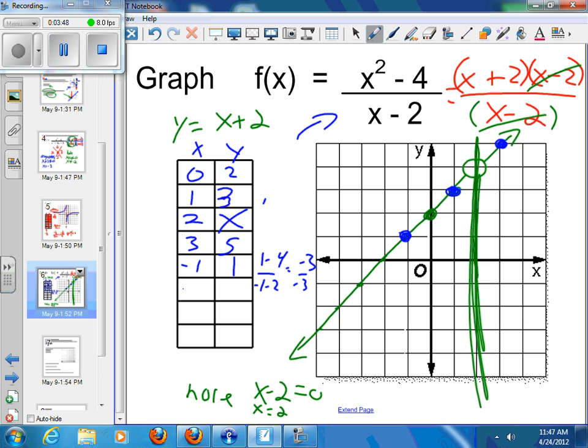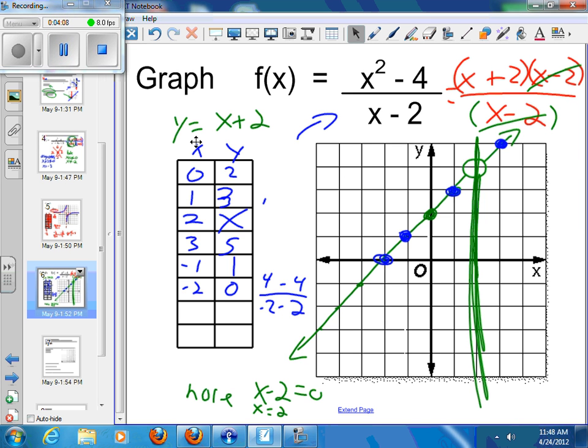Let's check negative 2. So negative 2 squared is 4. 4 minus 4. And then I've got negative 2 minus 2. So that's going to be a 0 over negative 4. So that is 0. And you can see that my points are going to line up on that line.